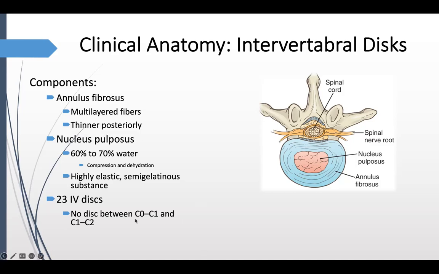There are, as it's listed here, 23 intervertebral discs. There isn't a disc that lives between, obviously, the skull and cervical vertebra number 1. And there isn't a disc between cervical vertebra number 1 and number 2, because remember, that's the axis and atlas.